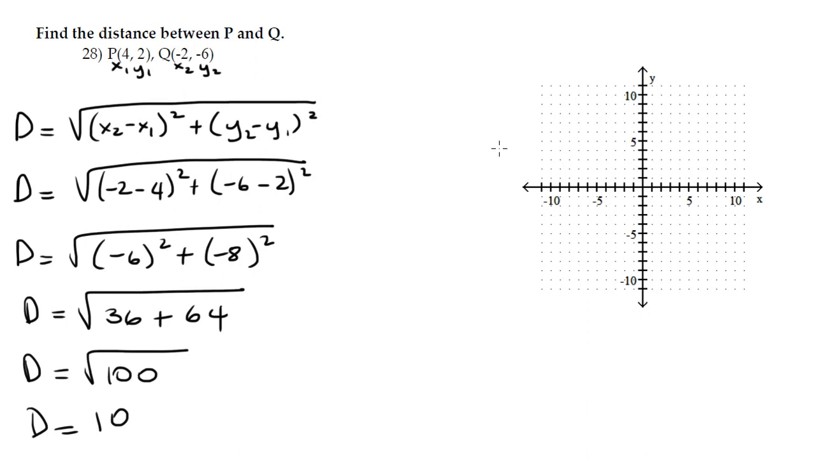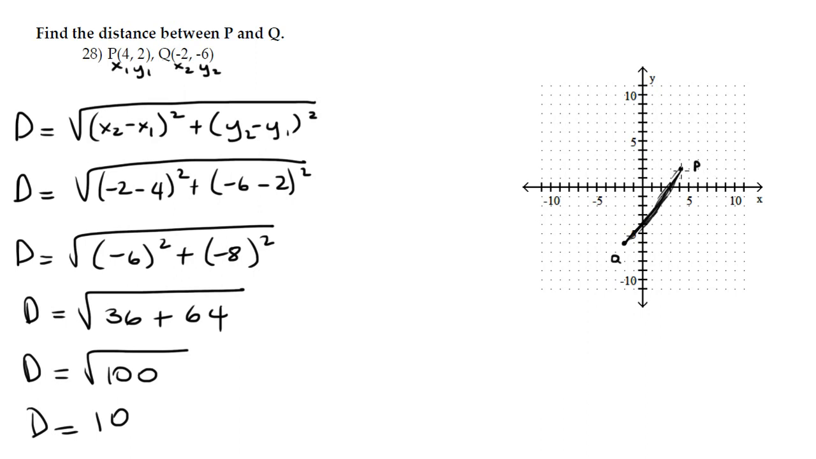I can do this on a graph as well. Plot point P, that's (4, 2). There's point P. Point Q is (-2, -6). There's point Q. I want to find the distance between those 2 points, or the length of the segment that joins those 2 points. This segment here. The length of that segment.